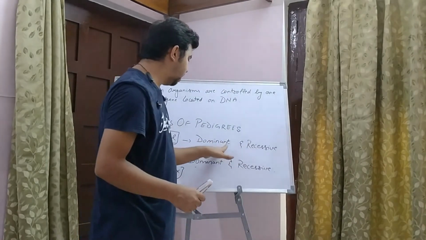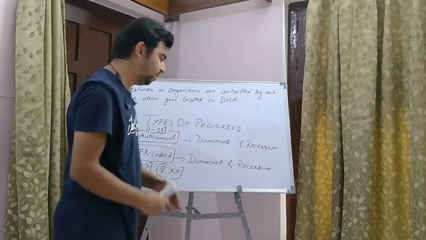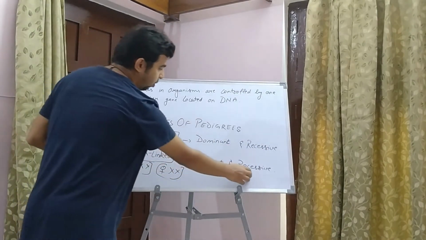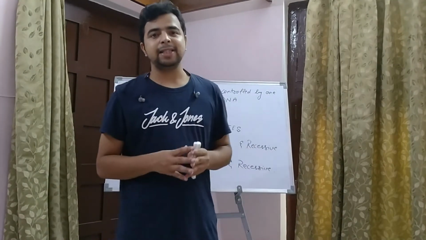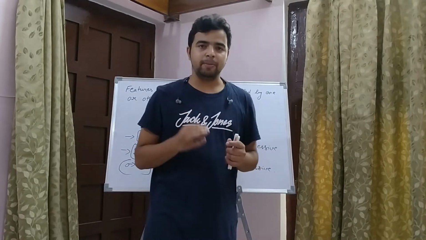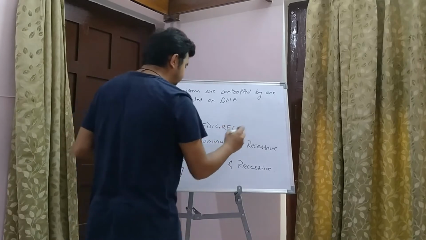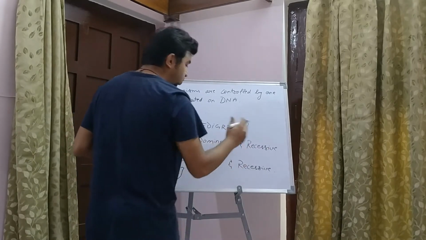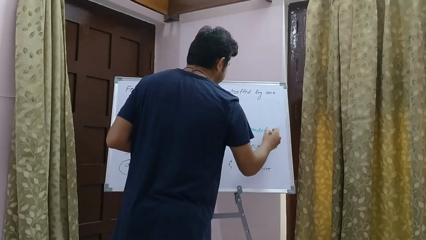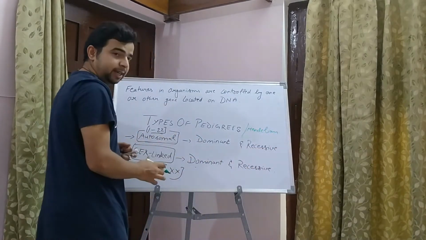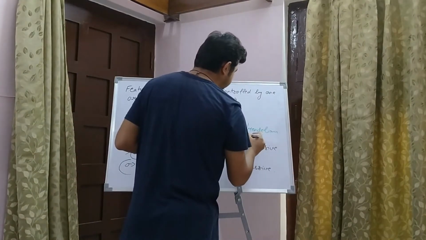So here also we are categorizing autosomal as dominant or recessive, and sex-linked as dominant or recessive. Basically this pedigree is done to analyze any disorders or abnormality. That's why we also call it the type of pedigree to study Mendelian disorders. Any disorder which falls under the category of autosomal or sex-linked, we call a Mendelian disorder.